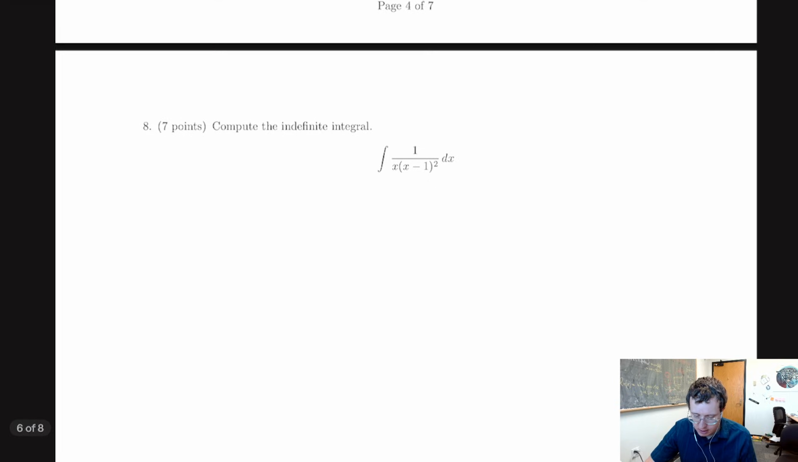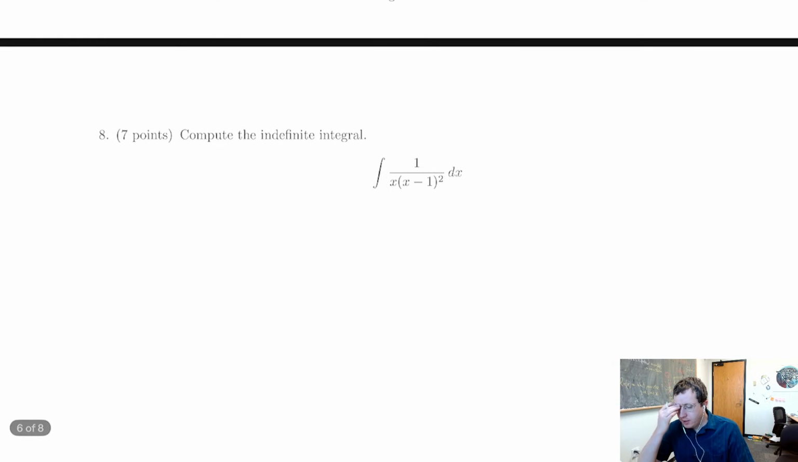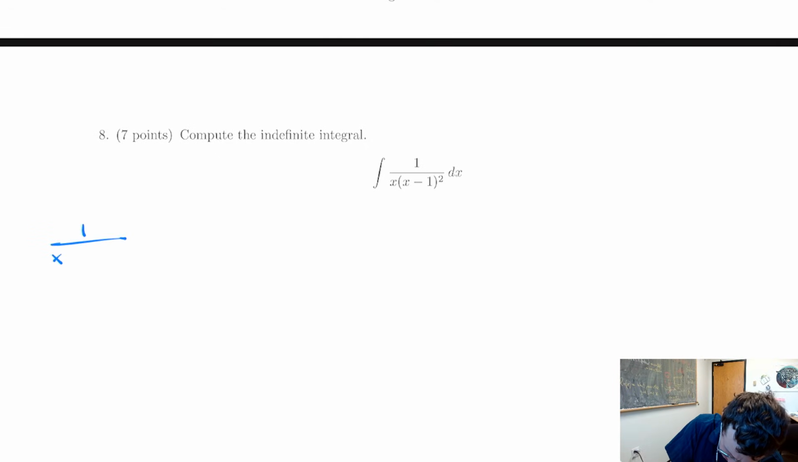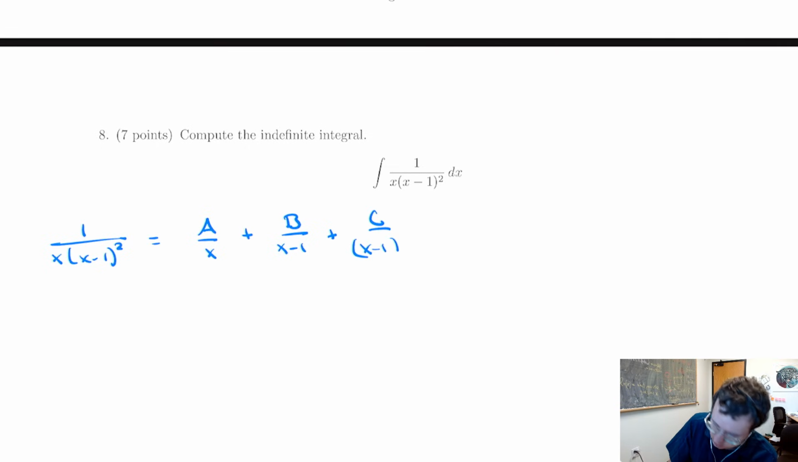All right. Another indefinite integral. This looks like an integration by parts. Partial fractions. So this should be equal to something of the form a over x plus b over x minus 1 plus c over x minus 1 squared.